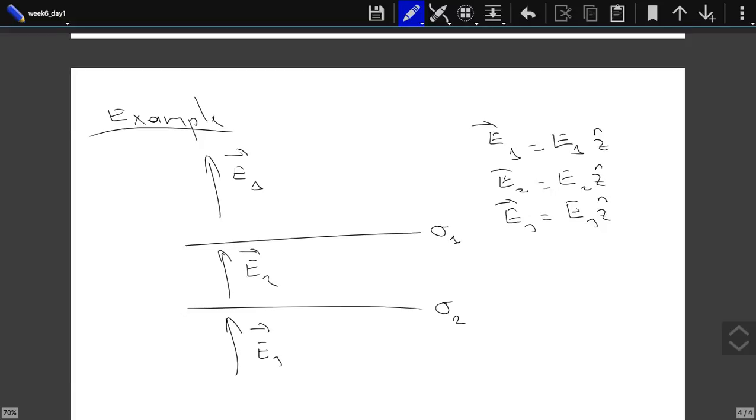So I can imagine 3 different Gauss surfaces. Well, let me just write them down. This is one Gauss surface. This is the other Gauss surface.